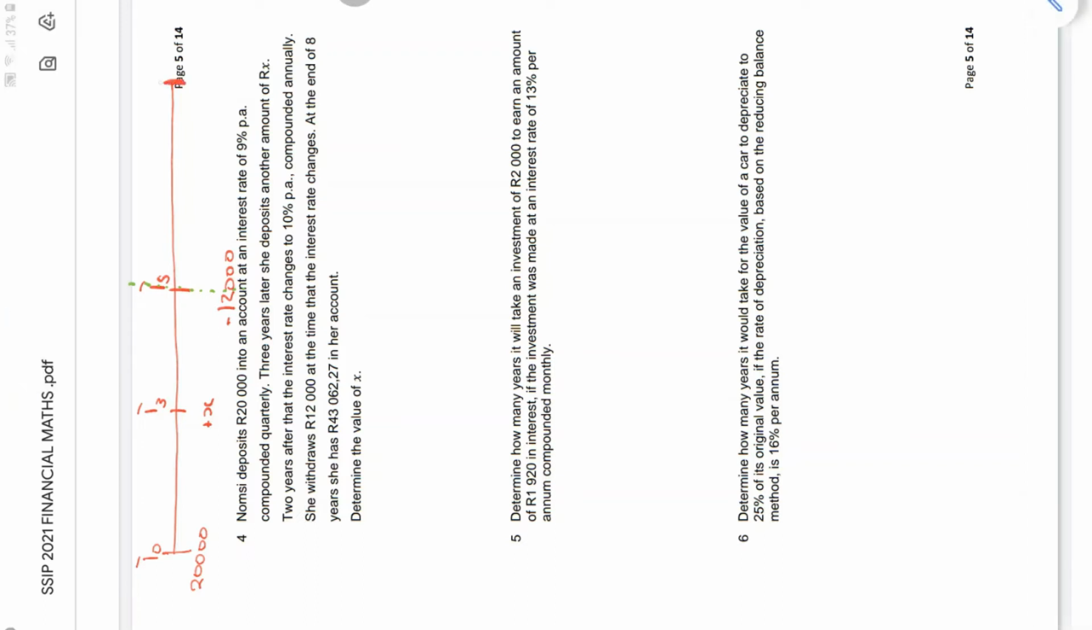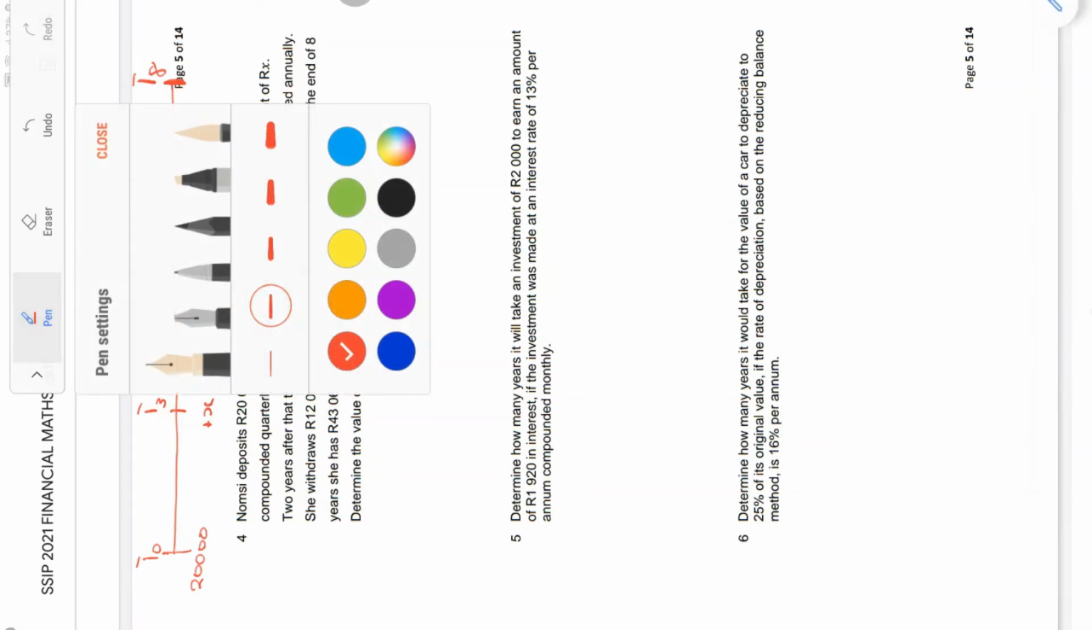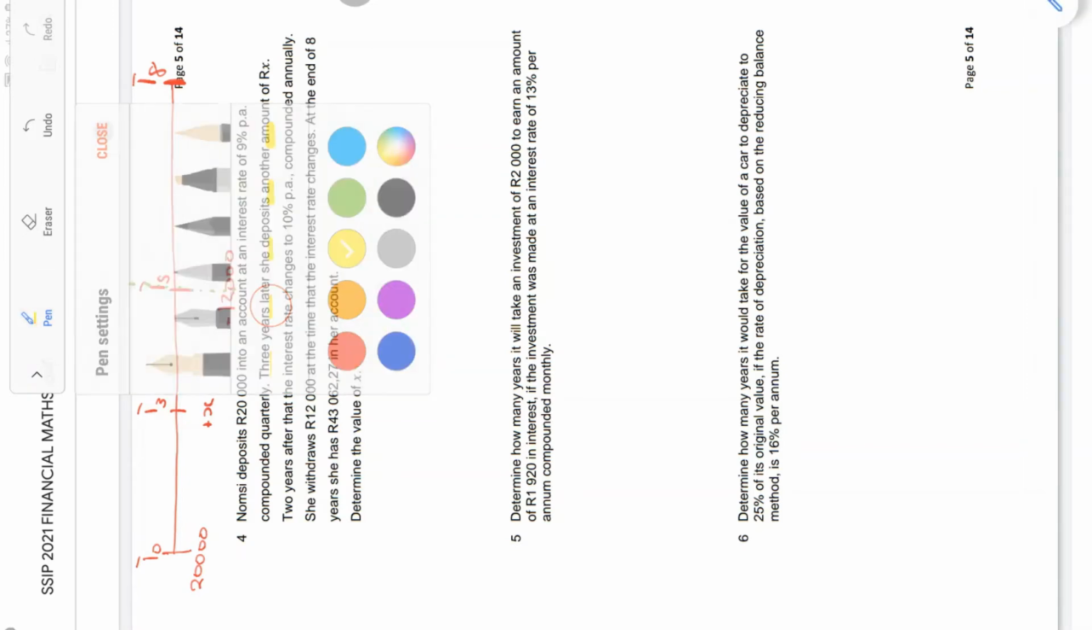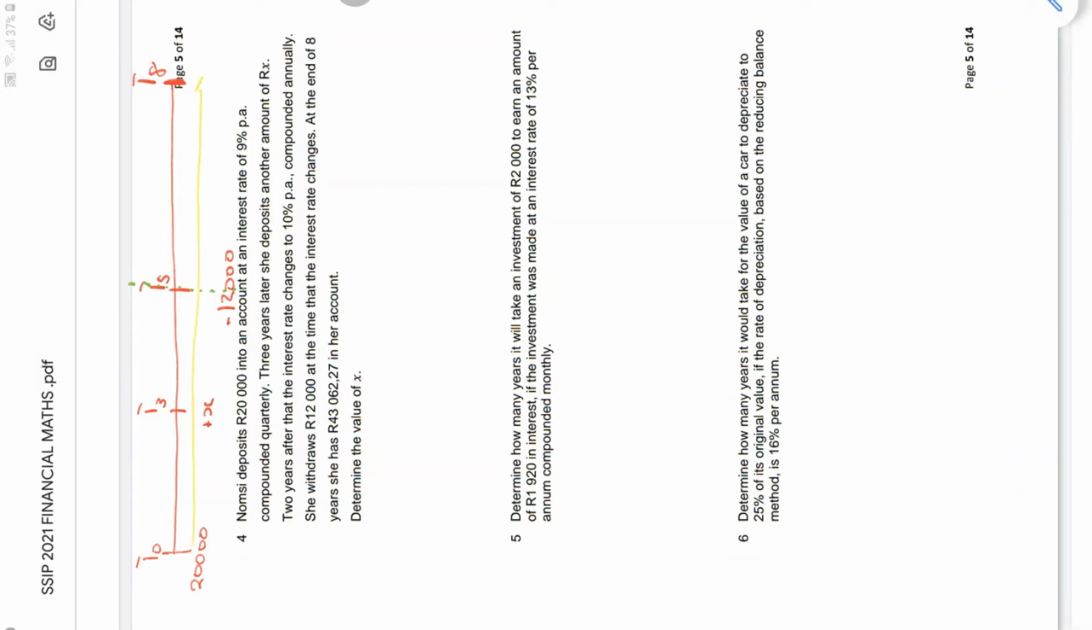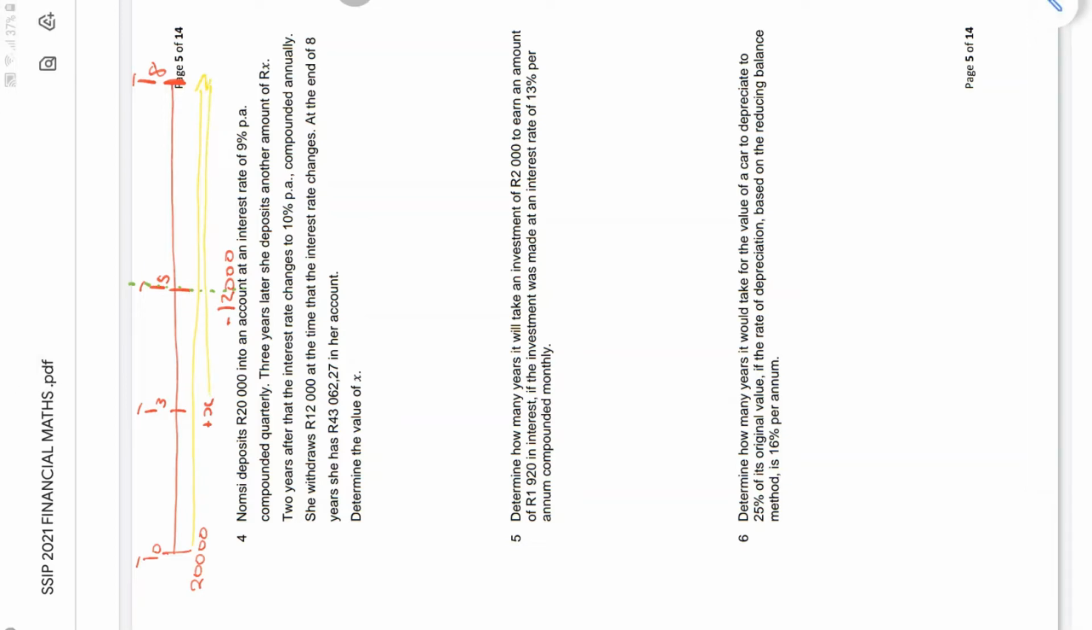At the end of 8 years, so that means our timeline ends at T8, she has an amount of 43,062 rands and 25 cents. So what is happening here? Starting with the 20,000, this 20,000 is supposed to be in the account until the end of the 8 years. The X amount that was deposited should be in the account till the end. And the 12,000, if it was not withdrawn, would have been in the account till the end of the 8 years. So what happened?